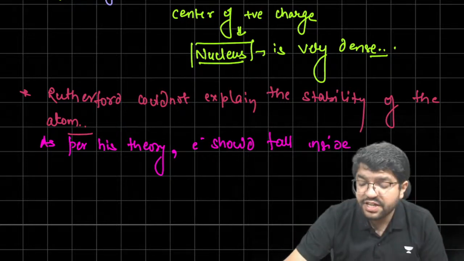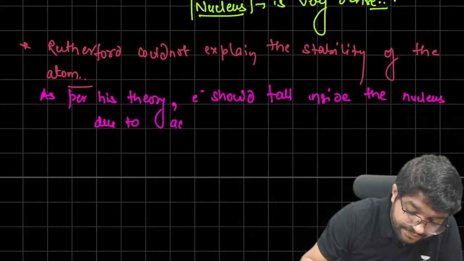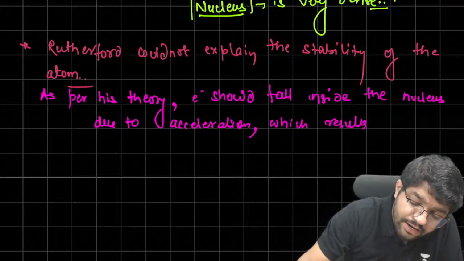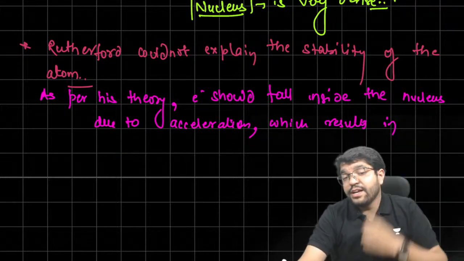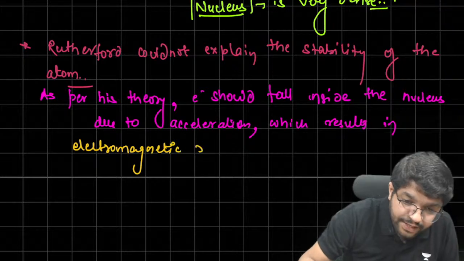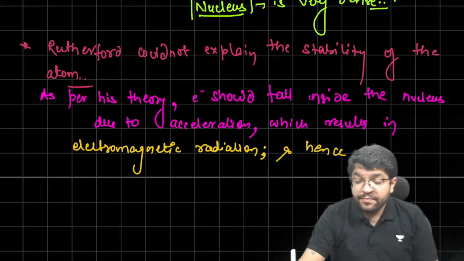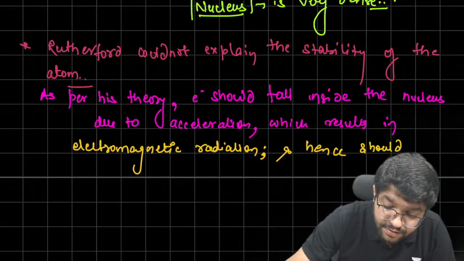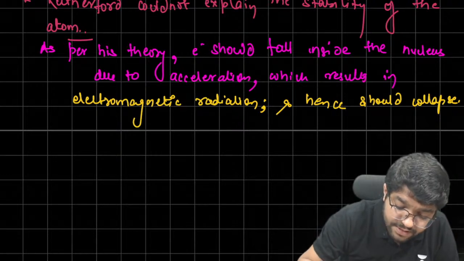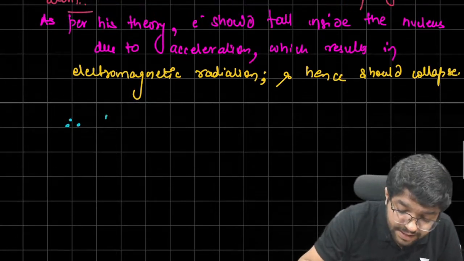As per his theory, electrons should fall inside the nucleus due to acceleration, and acceleration will result in electromagnetic radiation, and hence the atom should collapse. Therefore, Rutherford could not explain the stability.